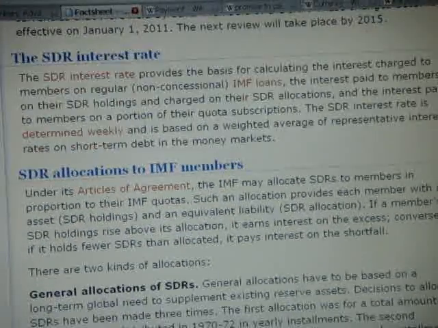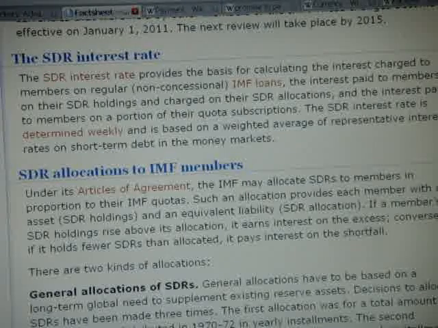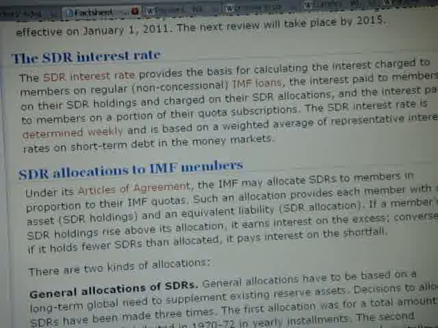The SDR interest rate provides the basis for calculating the interest charged to members on regular non-concessional IMF loans, the interest paid to members on their SDR holdings and charged on their SDR allocations, and the interest paid to members on a portion of their quota subscriptions. The SDR interest rate is determined weekly and is based on a weighted average of representative interest rates on short-term debt in the money markets.